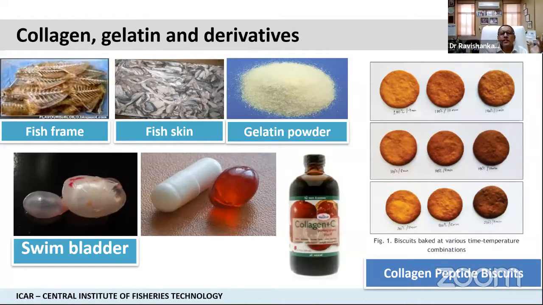You see the collagen, gelatin, and derivatives. I know Gujarat has a huge potential, especially the swim bladder. Isinglass we are doing, but it has more valuable applications than just supplying raw material. Gelatin, collagen, many things.